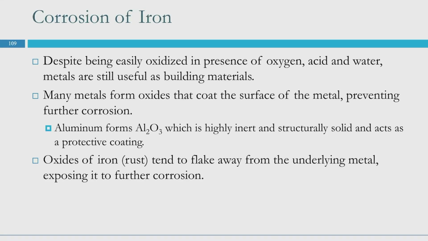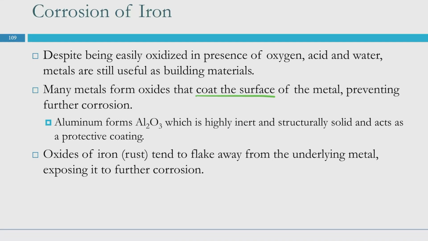That's not always an option, though. Many metals are going to form oxides that coat the surface of the metal, basically acting like what we might do for paint. And that actually protects the metal from further oxidation. So if you make the layer of metal thick enough and take into account that it's going to oxidize on the surface, it's not necessarily a problem. And that can prevent further corrosion. For example, aluminum forms an aluminum oxide coating. It's highly inert. It's also structurally solid, and acts as a protective coating.